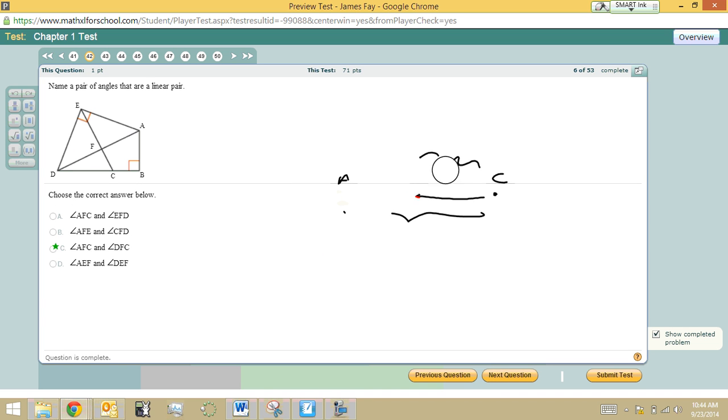Name a pair of angles that are a linear pair. Basically looking here to see which of these angles form a straight line, and that's AFC, this angle here, and then DFC, which is that angle there. They both come together to form that straight line.